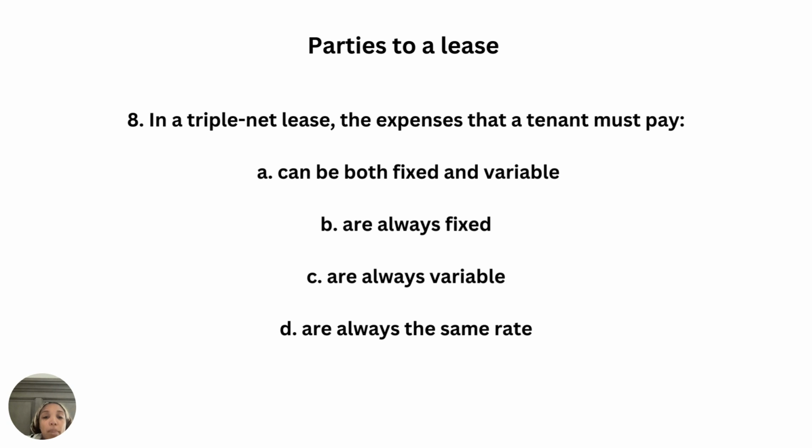So now when we're talking about parties to a lease, in a triple net lease, the expenses that a tenant must pay: A, can be both fixed and variable; B, are always fixed; C, are always variable; D, are always the same. Good job, guys. It is A, can be both fixed and variable. So a triple net lease can be both, okay? Do not get a triple net lease confused with a gross lease. But this is what a triple net lease is. It could be fixed or variable.